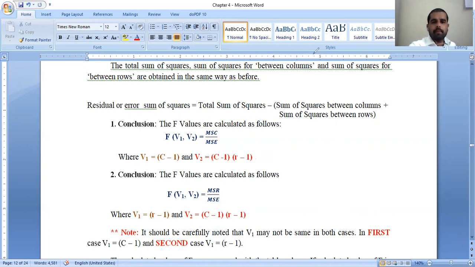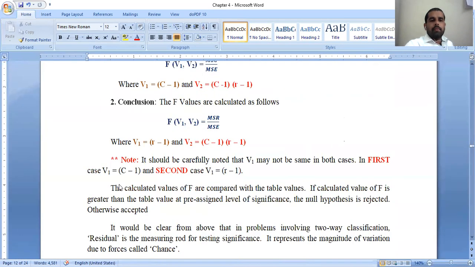The calculated value of F is compared with the table value. If the calculated value of F is greater than the table value at the pre-assigned level of significance, the null hypothesis is rejected, otherwise accepted. How far we have written the conclusion or interpretation, we call it a comment. In one-way classification, the same procedure you should apply for two-way classification also, but here we have to write the conclusion twice.